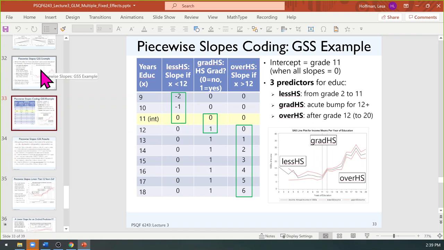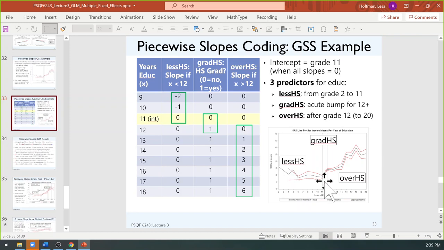You have to know where the breakpoints are. They're called knots in order for this to work. There are other models that you can ask to find where the breakpoints are, but those are more complicated to estimate.